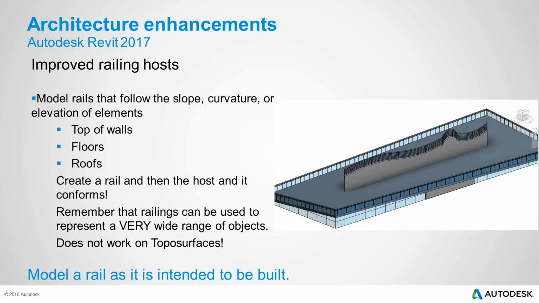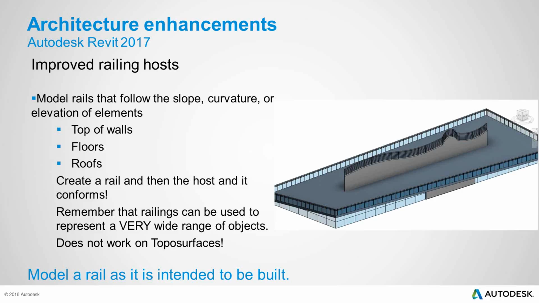Okay, this is a good feature. Essentially, you can take an object like a roof, a slab, or in this case a wall, and you can actually host a railing on top of it. Very, very good tool.